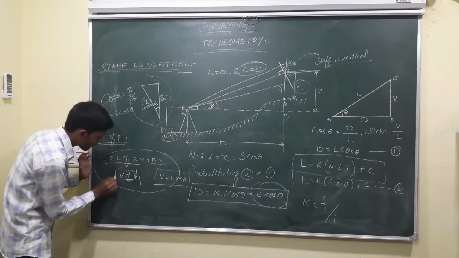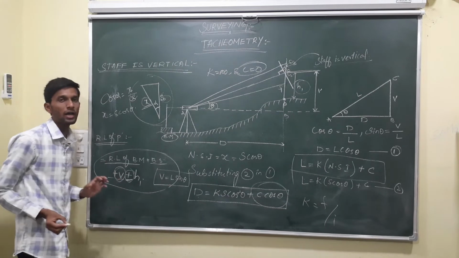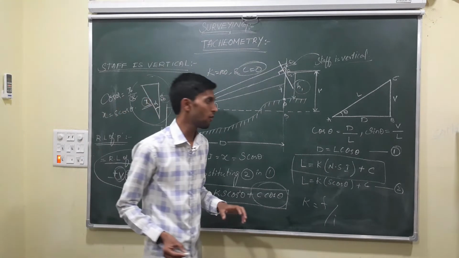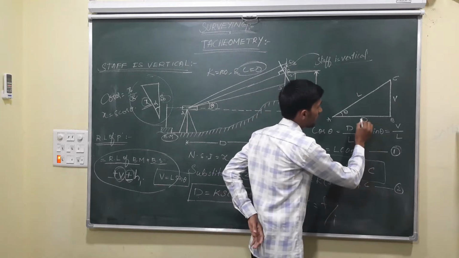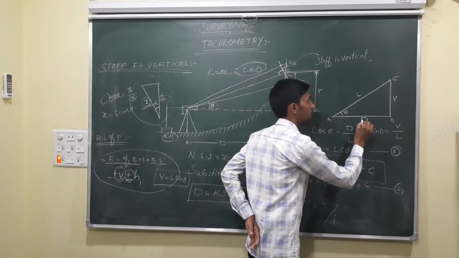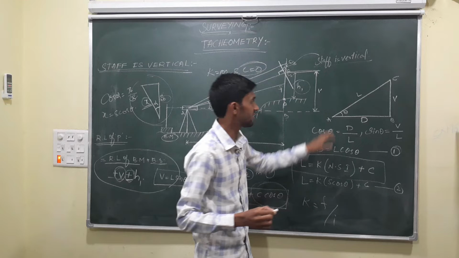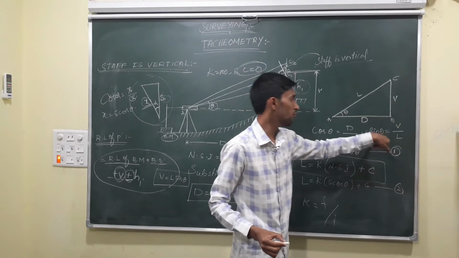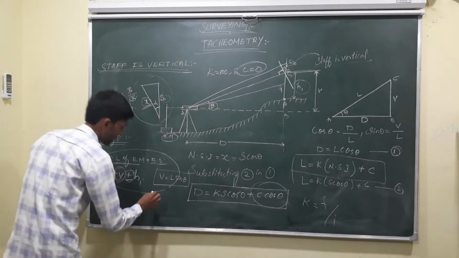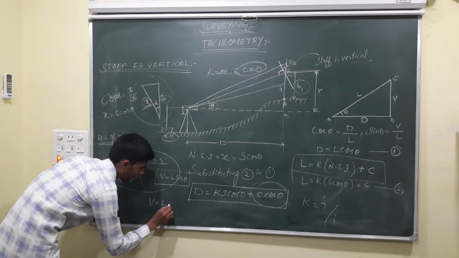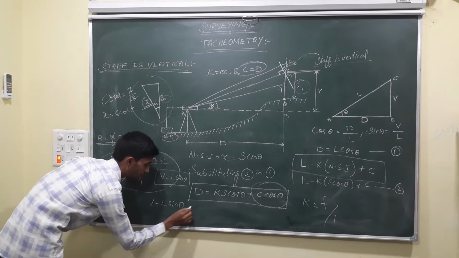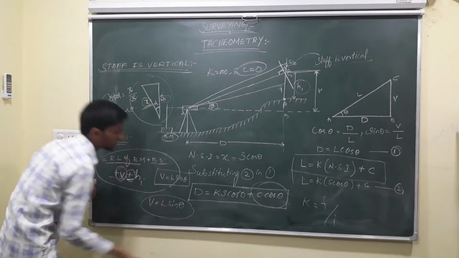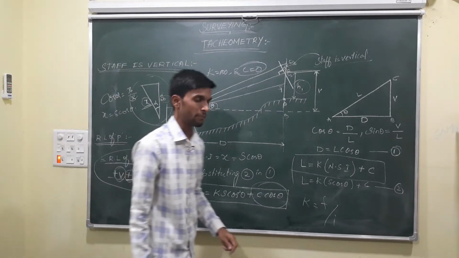Okay, here we also don't know the value of V. For getting the value of V, we take the similar triangle, that is ABC. Here sin theta gives V by L. So V is equal to L sin theta. From this equation we get the value of V.